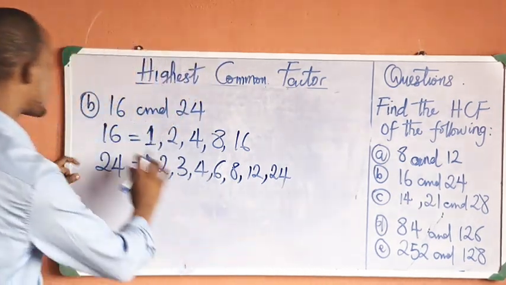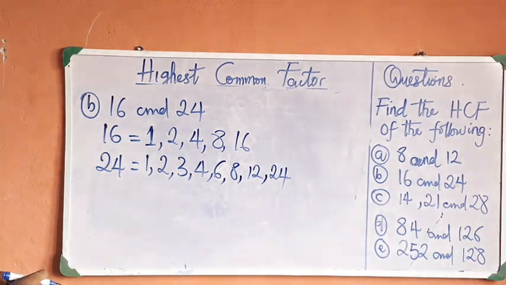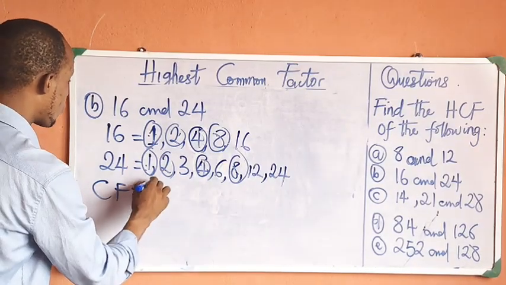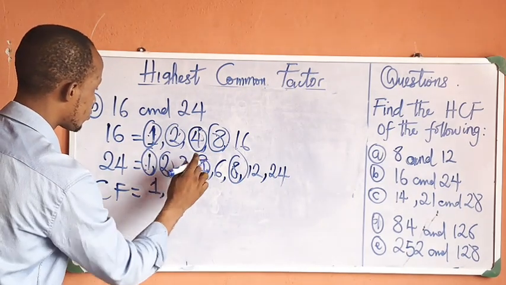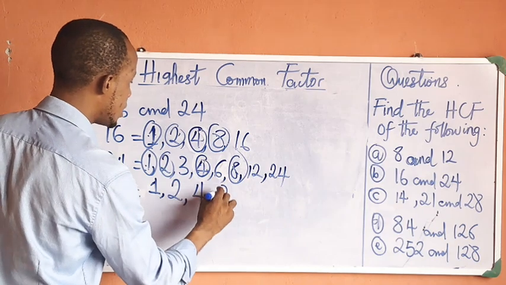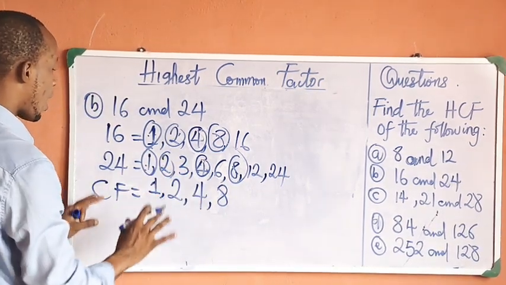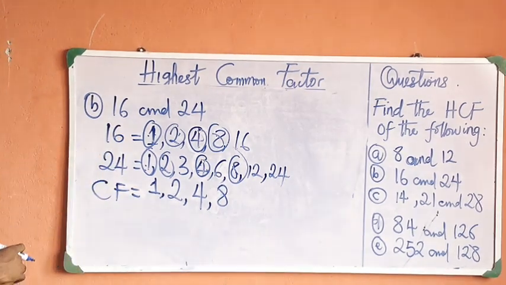So we have listed out the factors of 16 and the factors of 24. So what next? We are going to look for the common factors. We have 1, 2 is common, 4 is common, and 8 is common. So 1, 2, 4, and 8 are common factors of 16 and 24.